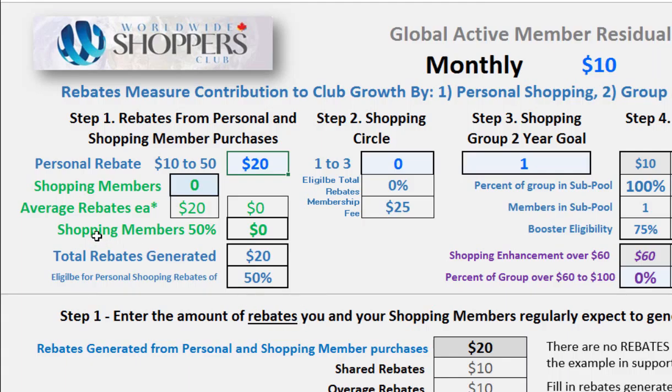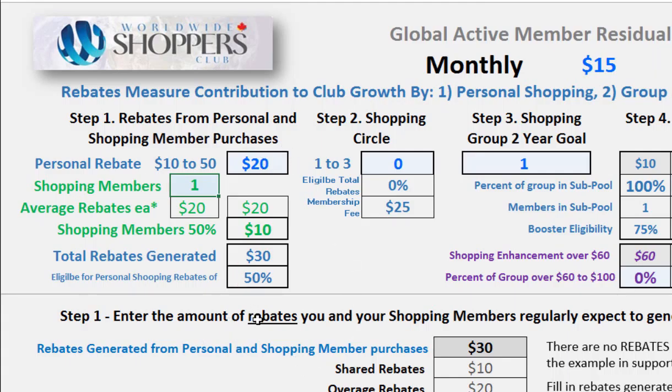Shopping members themselves always get 50%. So if we had one shopping member here and they were also doing 20, and by the way, we put that in as a default, that each shopping member we have is going to have 20, but they get 50%, and so that would be an extra $10. So now that would add on to your 20 and 10, so you would have a total of $30 going into the rebate pool, and that's how that works. That's how you could decide.